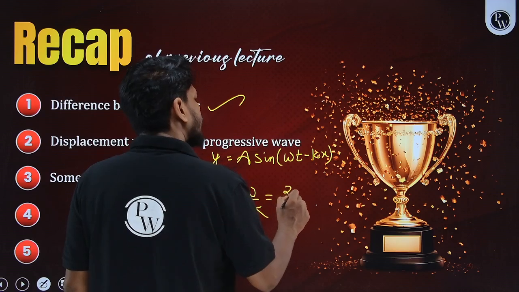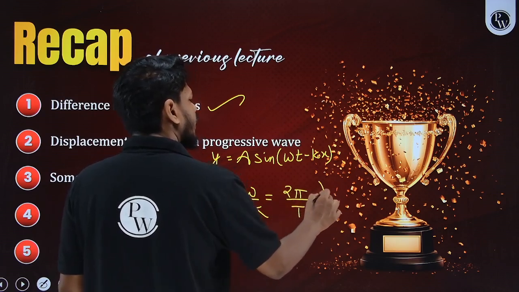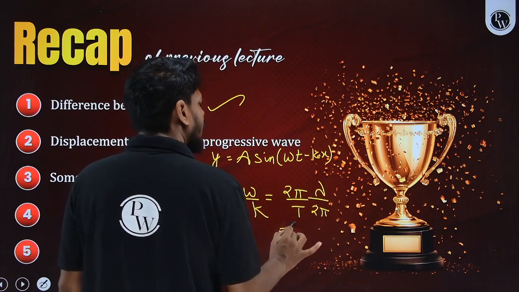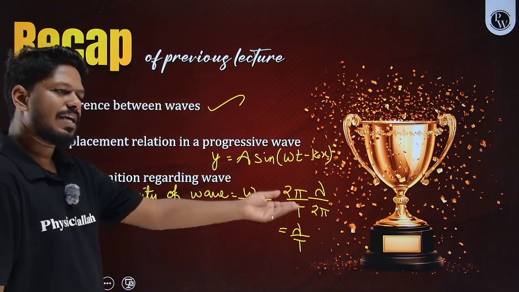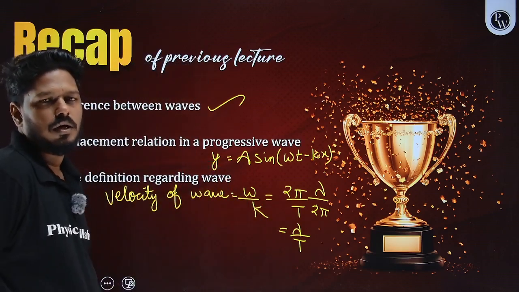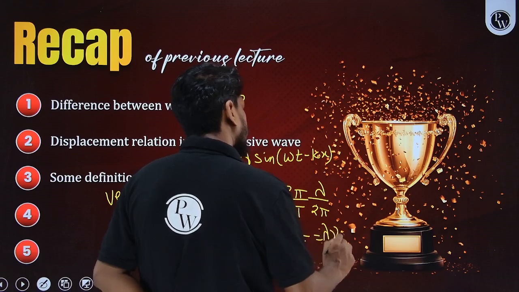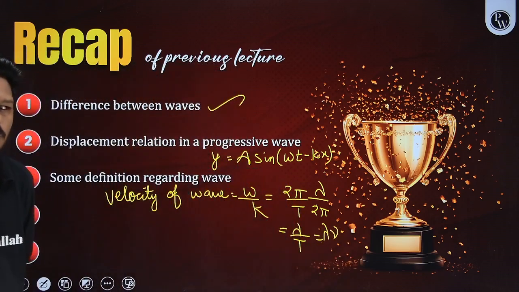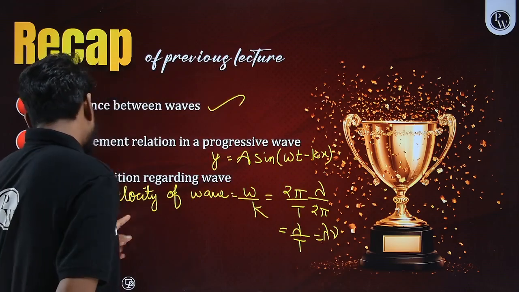See, omega is nothing but 2 pi by T and k is 2 pi by lambda. So if I am cancelling it out, what am I getting? Omega by k is equal to wavelength by time period, and wavelength by time period can very well be written as nu lambda. Any difficulty so far? Okay. So this is velocity of wave.